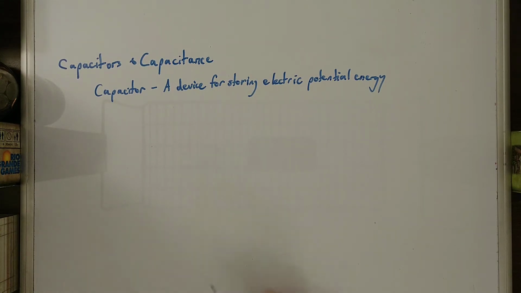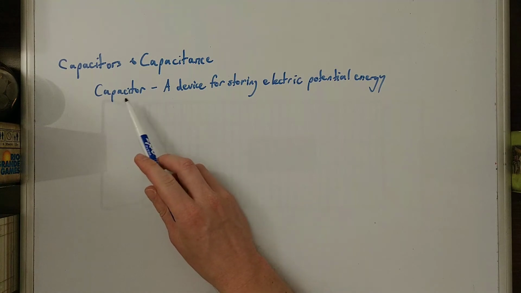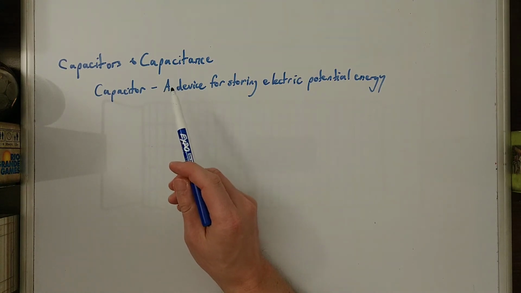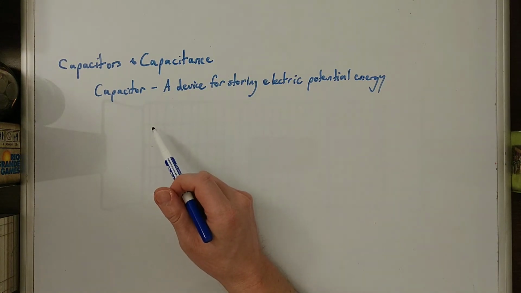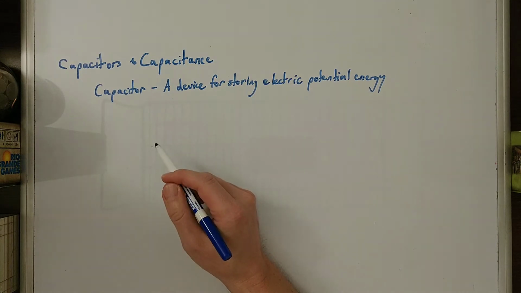So what is a capacitor? Well, I've written it down here. A capacitor is basically an electronic device that we have for storing electric potential energy. It's a way that we have to store electric potential energy.